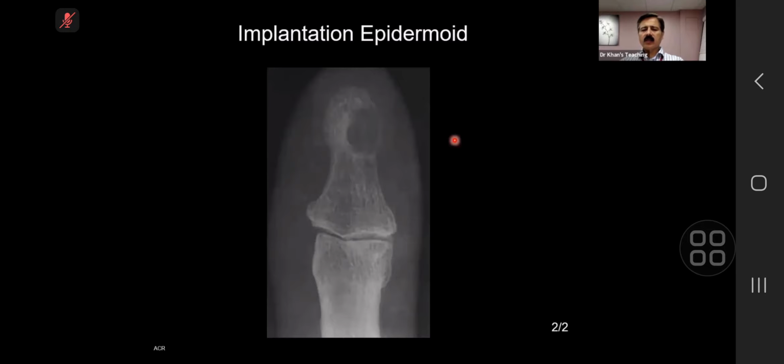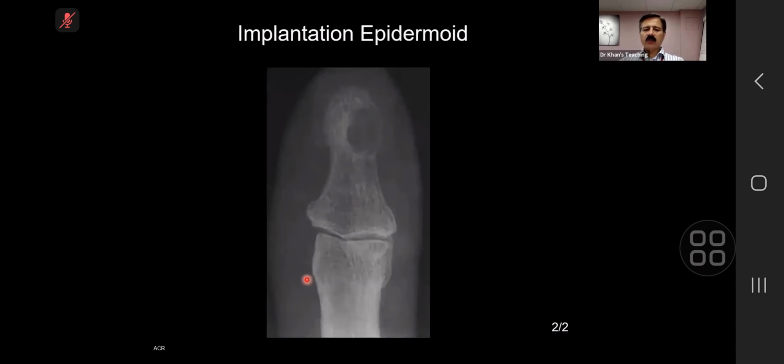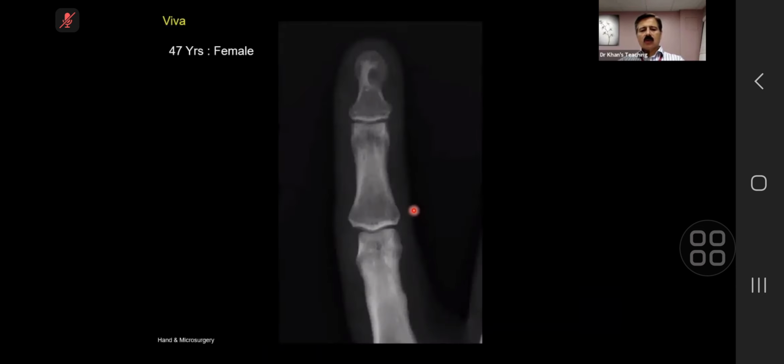And the key point is that these lesions show restricted diffusion. I don't have a diffusion weighted scan for this, but if I had, this lesion would show restricted diffusion. Just to make a point, I'm showing you an epidermoid of the skull, which per se is an exam case. Usually an epidermoid of the skull will be a lytic lesion with a sclerotic margin, and it is showing restricted diffusion. Okay, this is your last case.